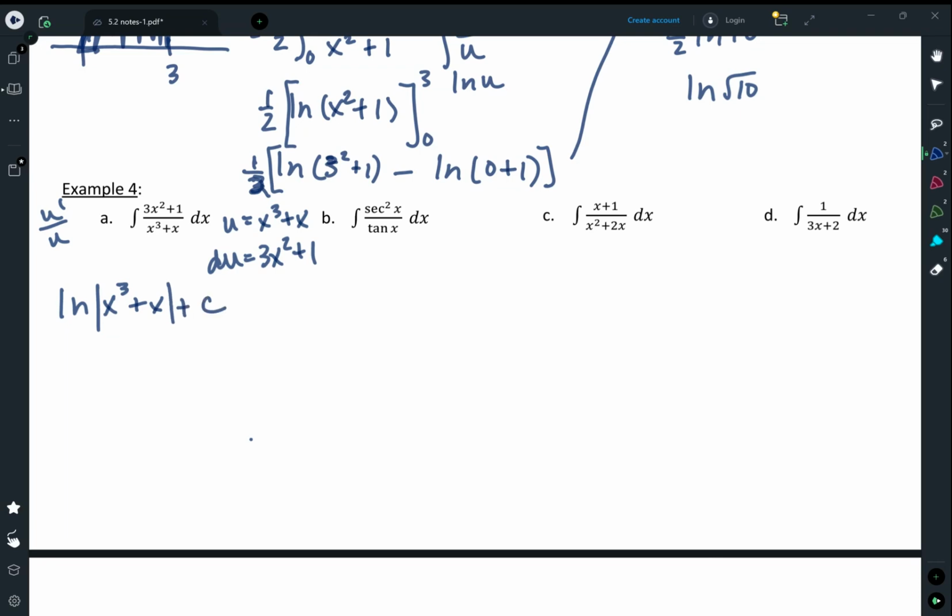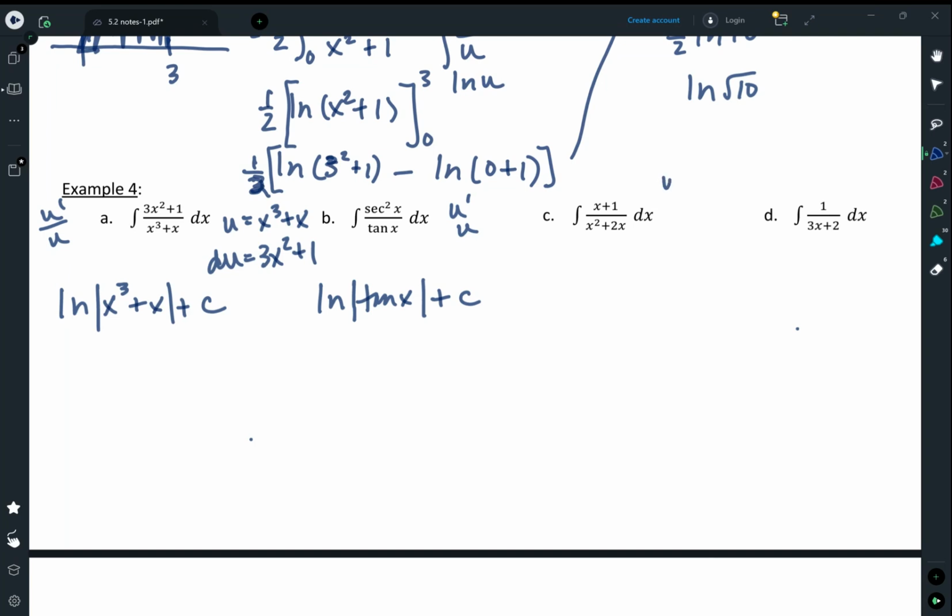Let's see if we get lucky like that on the next one. On the next one, if my function is tangent x, the derivative, the u prime, would be secant squared x. So this one works out as well. It's just going to be the natural log of the tangent of x plus c. Let's see, the next one doesn't work out quite as well.